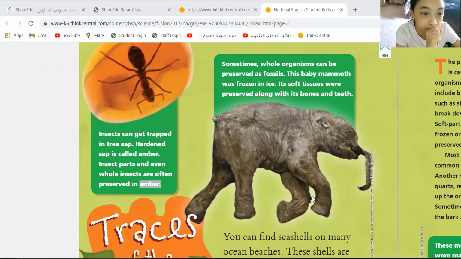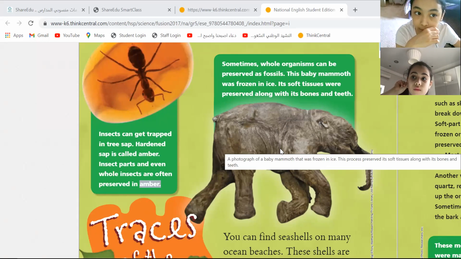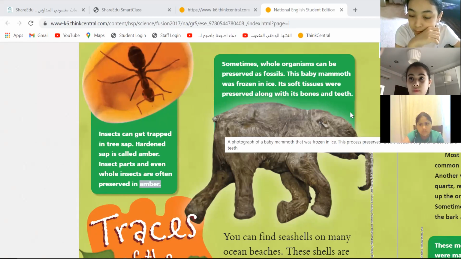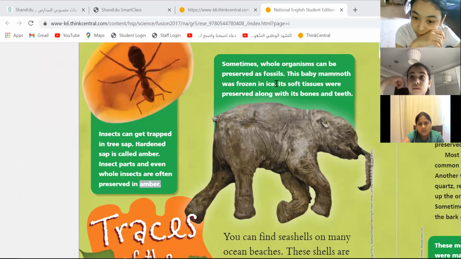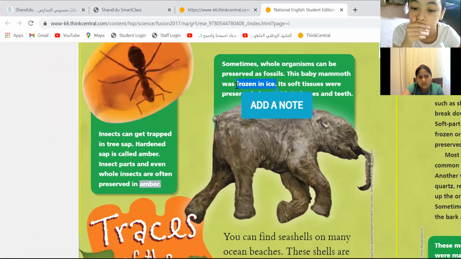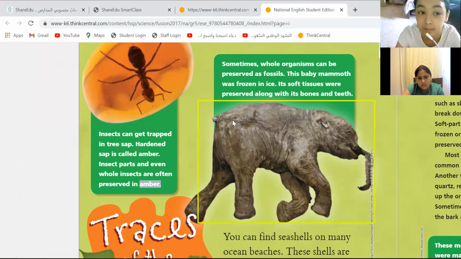Now let's complete over here, Feroz. Take a look at the whole thing, the whole baby, the whole organism. It can be preserved as a fossil too. This baby mammoth was frozen in ice. See? It wasn't trapped, it was frozen in ice. And all the soft tissues were preserved. We are using the word preserved as fossil.